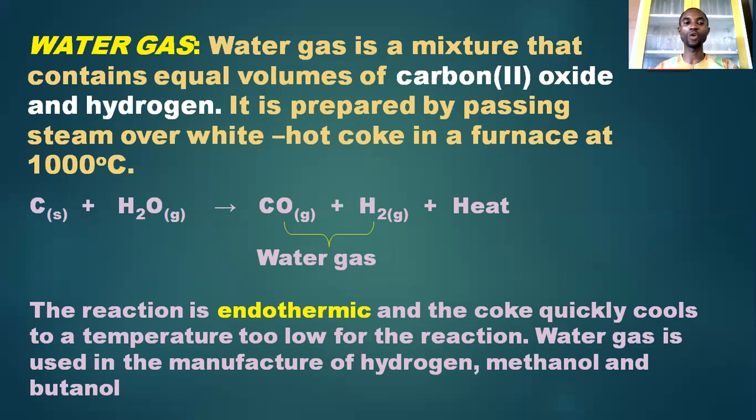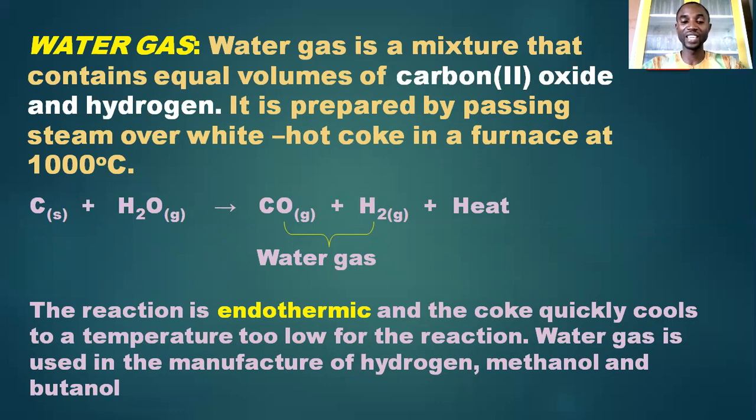It is prepared by what? Steam over white hot coke in the furnace at about 1000 degrees Celsius. This one now is when water is being allowed to pass over coke. But the other one, that of the producer gas, is air being supplied to coke. This one now, which is water gas, is water, which is steam, passing over coke. It's going to produce carbon monoxide and hydrogen gas, which two of them give us water gas.